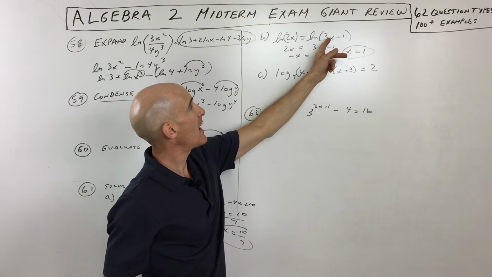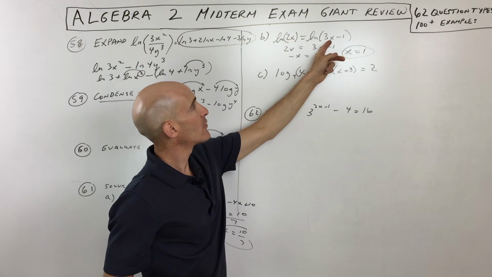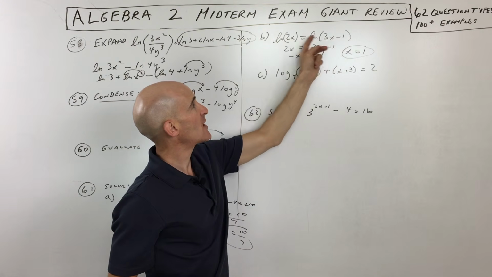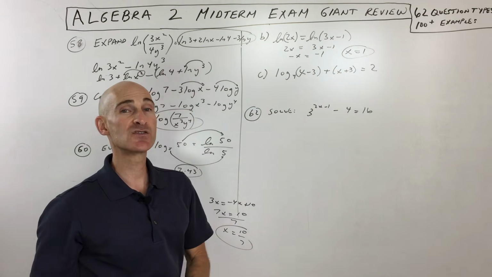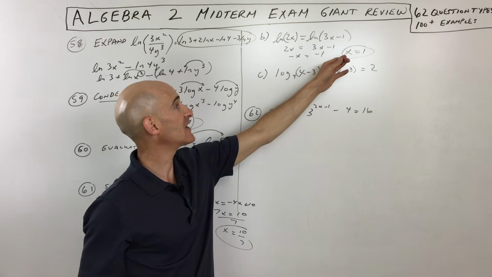But let's go ahead and put 1 back in. We get natural log of 2. 3 times 1 is 3 minus 1 is 2. Natural log of 2 equals natural log of 2. We're not taking the log of 0 or a negative number, so we're okay. This is a good answer.